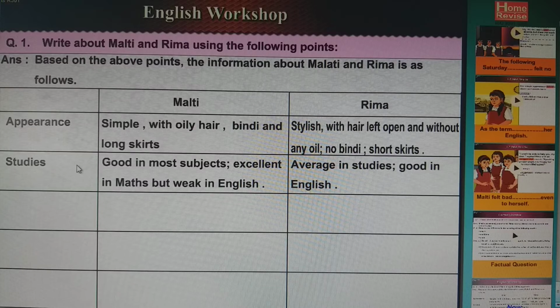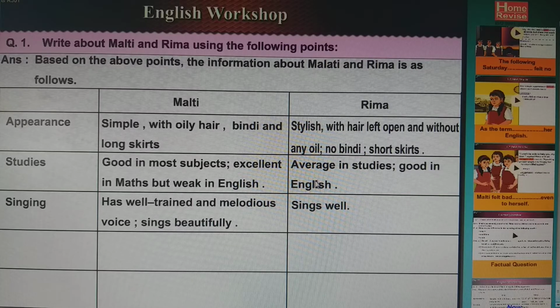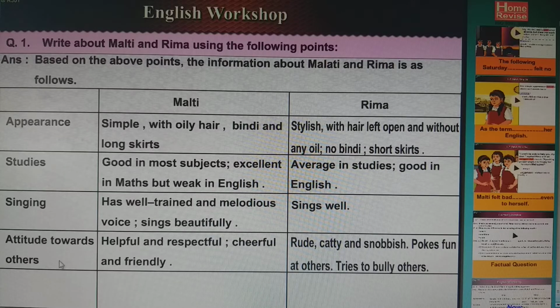Next we go for studies. Malti is good in most subjects, excellent in maths but weak in English. She is very clever in maths but weak in English. But Rima is average in studies but good in English. Singing: both have a very good voice, well trained, melodious, singing beautifully. Malti can sing very beautifully in Hindi songs, Rima in English. Attitude toward others: Malti is helpful, respectful, cheerful and friendly. Rima is the opposite: rude, catty, snobbish, pokes fun at others, tries to bully others.